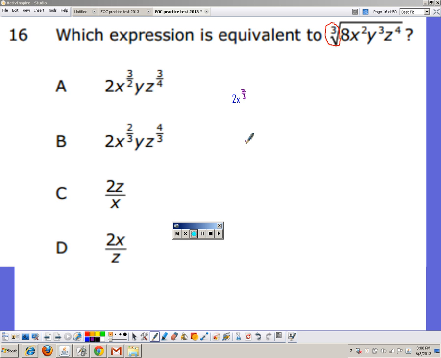Y to the third does have a cube root because it's y times y times y. So I'm going to go ahead and just put y. Again, z to the fourth means z times z times z times z. Since 4 cannot be divided by 3 evenly, we're just going to put z. And again, turn the exponent into a fraction, 4 over 3. So our answer is B.